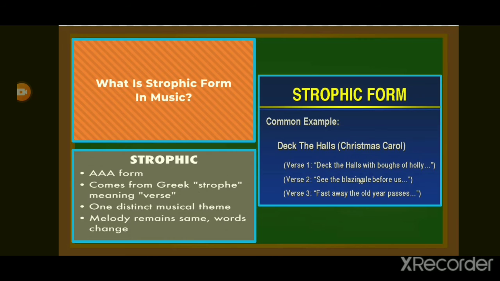verse 1 like this. Deck the halls with boughs of holly. And verse 2 is: Sing, see the blessing before us. And the third verse is: Pass away all your past. So that is a common example of the Distrophic form.